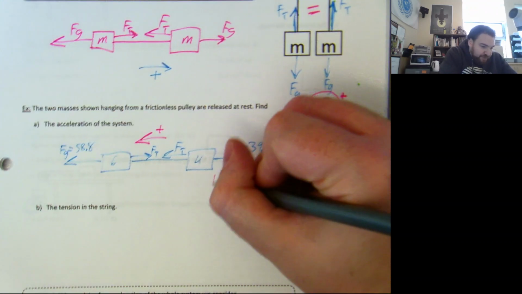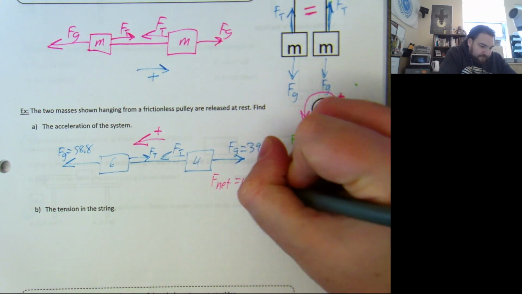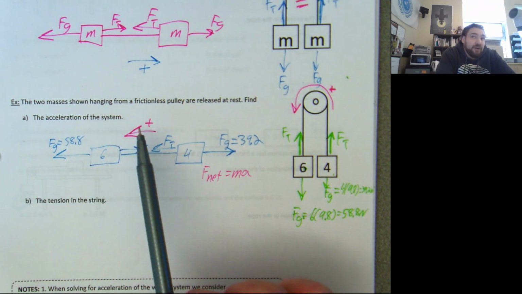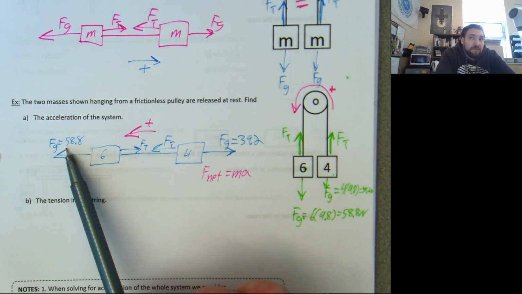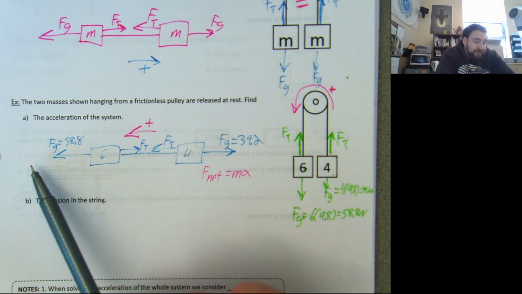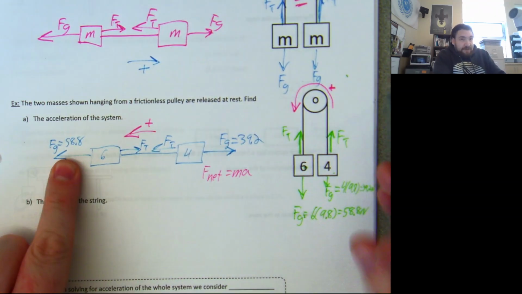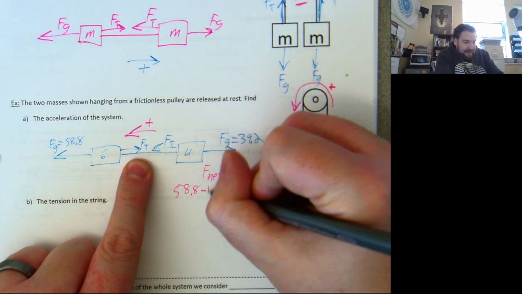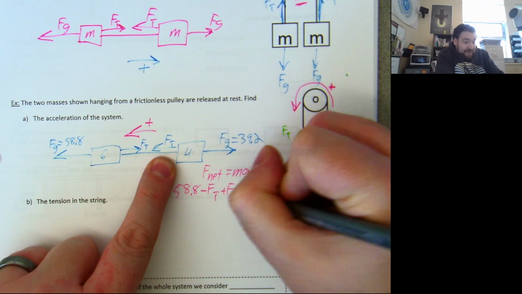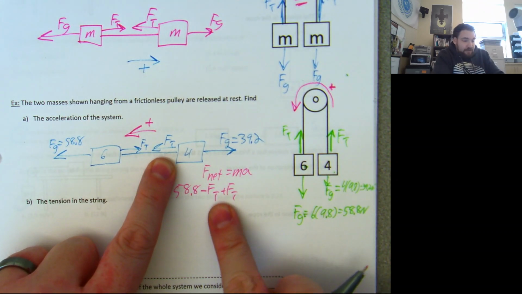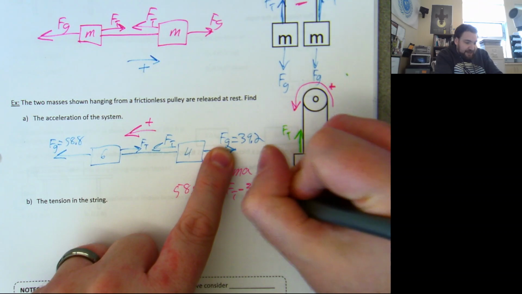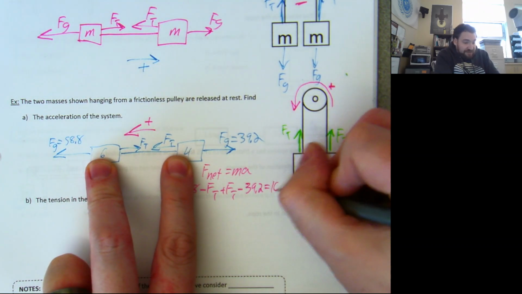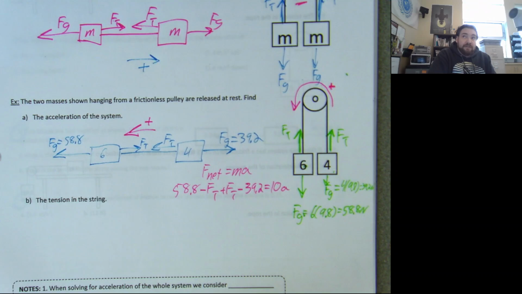But everything here starts with F net equals MA. If we call to the left positive in this blue diagram, start at the left, work your way to the right. This guy's going to be positive, is 58.8. That's negative. That's positive, and they're the same, so I can call them the same thing. Minus this 39.2 is going to equal your combined mass of the system, which is 10, times A.